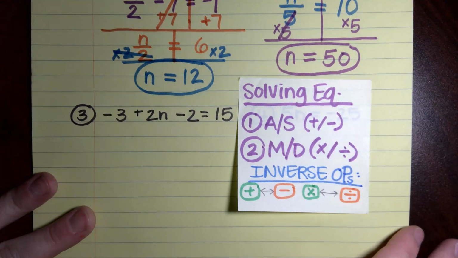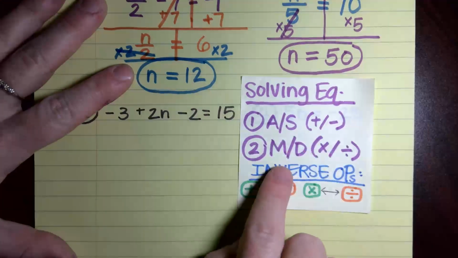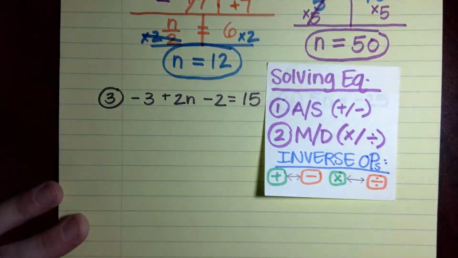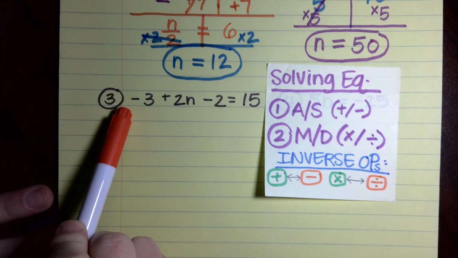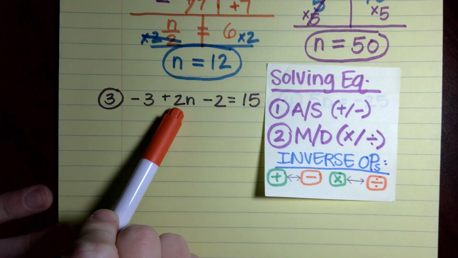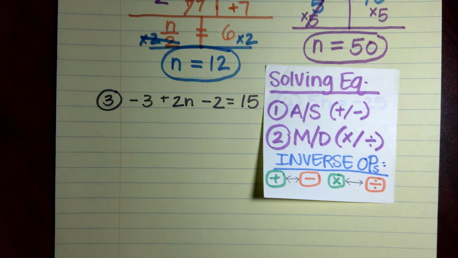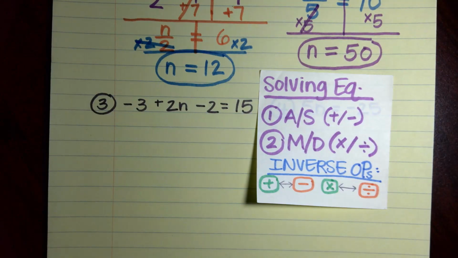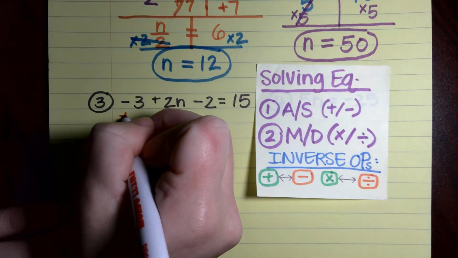Do we feel like we can move on to number 3? Okay, let's look at number 3. And we'll keep this beside us so we can keep track of what we're doing. Number 3 says negative 3 plus 2 times n minus 2 equals 15. What do we need to do first? Would we add 3? Yeah, we could add 3 first. Let's do that. Plus 3.